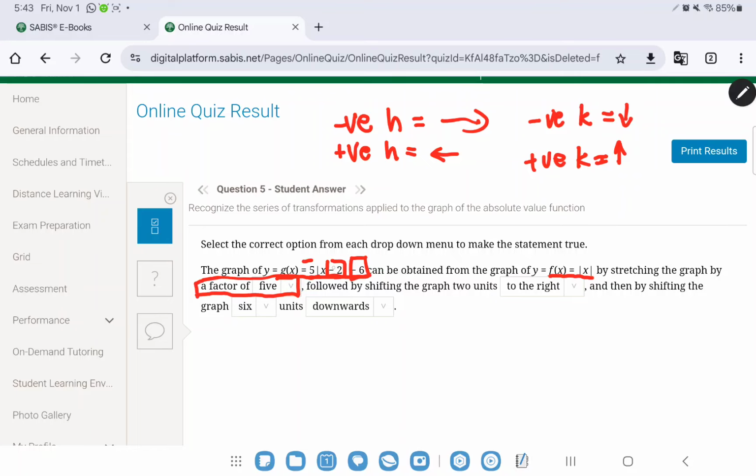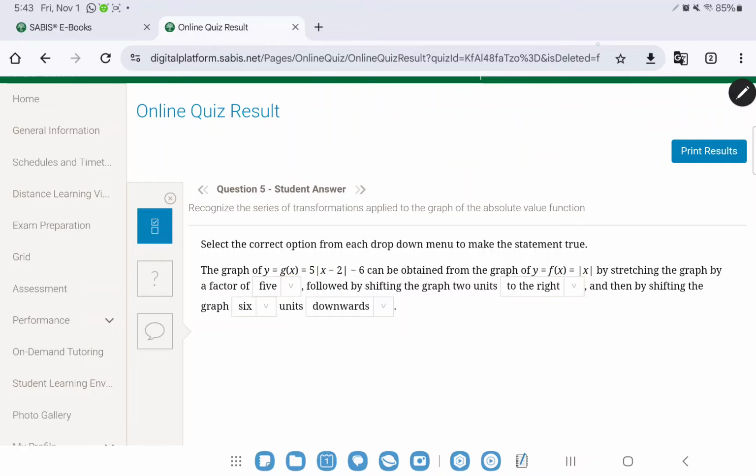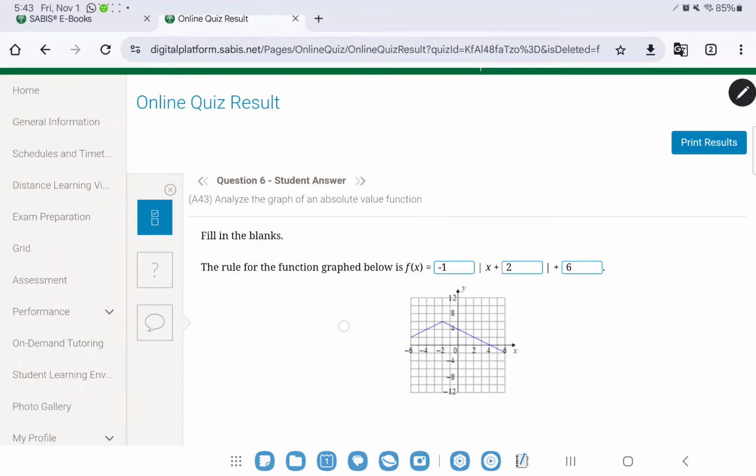And then we said 2 is negative. So negative h, you're moving to the right. And then you're shifting it 6 units downward because it's negative 6. That's it for the a. I'm going to show you an example. Maybe it's going to show up in a question.